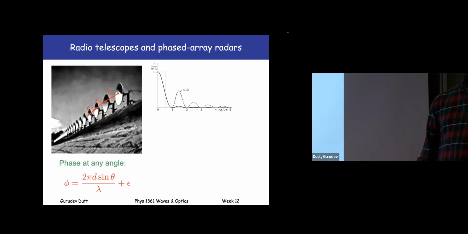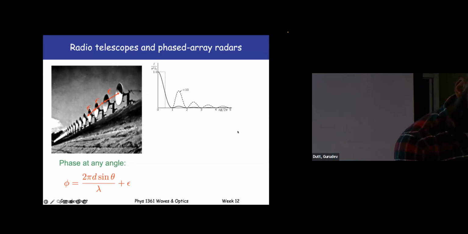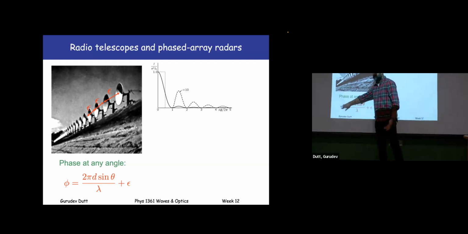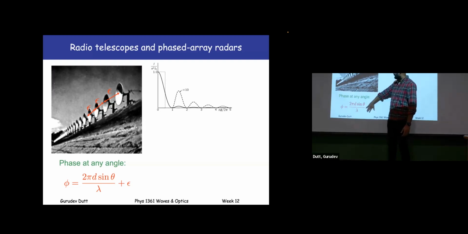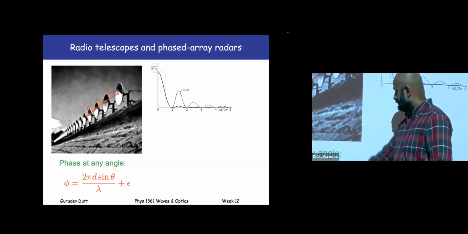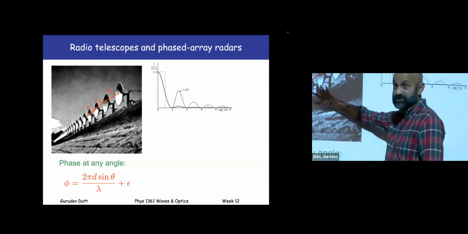If you don't have any questions, I want to talk about an application of this to phased array radar and very long baseline interferometry in radio telescopes. So the idea is that we know the phase, sorry, this should have been delta, I wrote it as phase, phi. That's the phase difference between any two points in the n source array. So ignoring the epsilon, this is just 2 pi d sine theta by lambda, where d is the spacing.